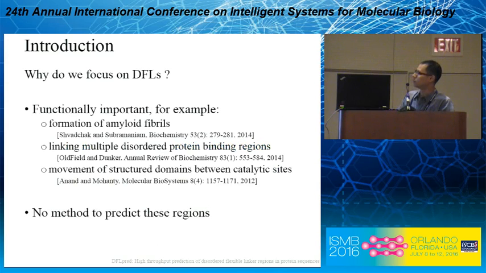We focus on DFLs for two reasons. First, they are functionally important. They help the formation of amyloid fibrils. They link multiple disordered protein binding regions, and they help the movement of structured protein domains between catalytic sites. Secondly, there is no current method that can predict these regions.